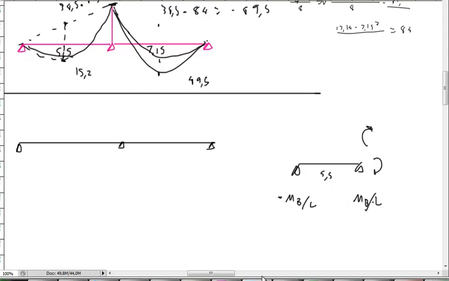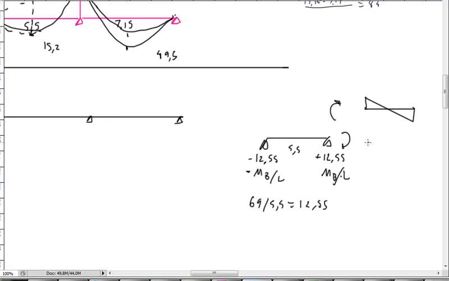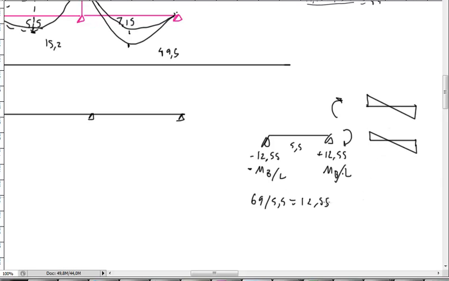So we have 69 divided by 5.5, which is equal to 12.55. So we have plus minus 12.55 here, and plus 12.55 here. With that, it's going to start being like this. No, sorry, like this, which is supposed to be symmetrical. It's going to be larger, something like this, more. So we have to add that.